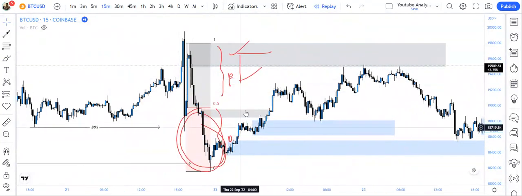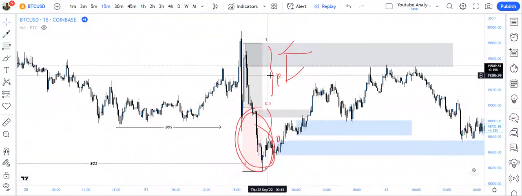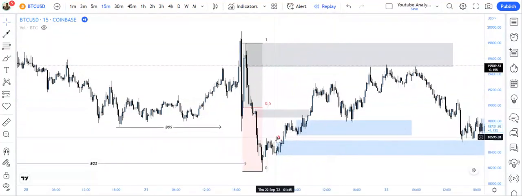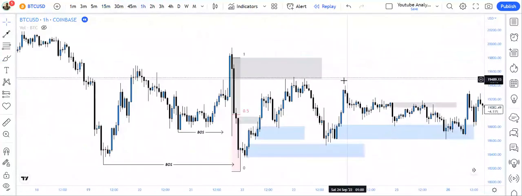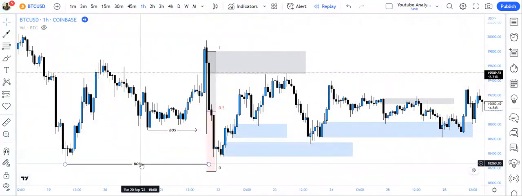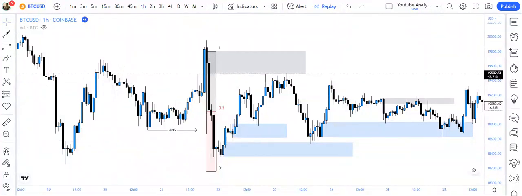Now, looking at this, let's remove all of these drawings. Now, looking at this, move back to the 1 hour. Right over here, let's just move this zone as well. Right after this low is grabbed, this is definitely a breakout structure, but also keep in mind a breakout structure is just a liquidity grab.